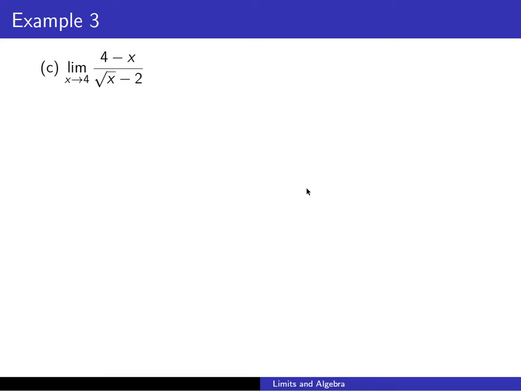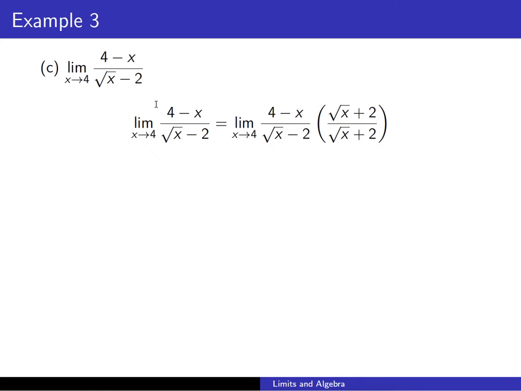All right, example 3c, we have 4 minus x over the square root of x minus 2. We're going to evaluate the limit as x approaches 4. Again, if we plug the value of 4 in directly, we get 0 in the numerator, 0 in the denominator. So we're going to multiply the numerator and denominator by the conjugate of the denominator. So the conjugate of the square root of x minus 2 is the square root of x plus 2.